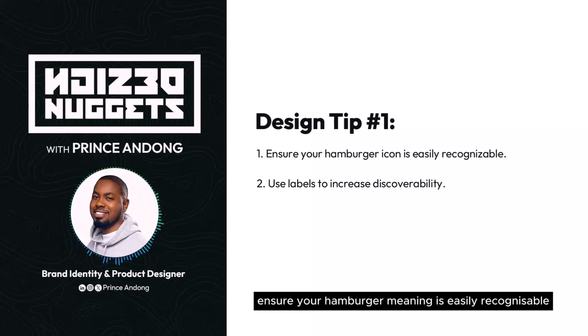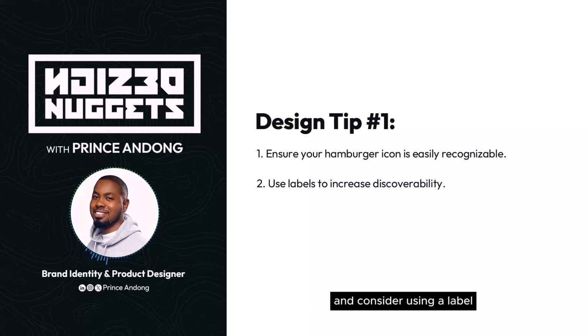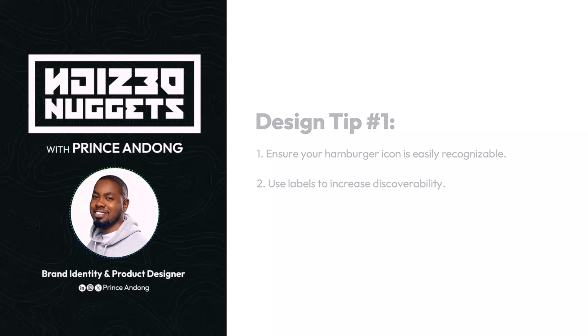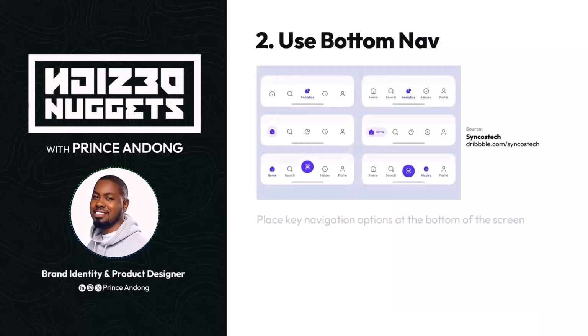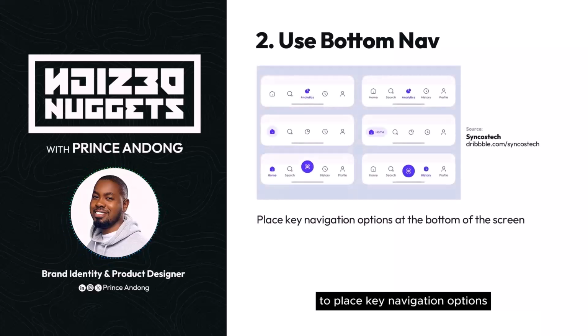Design tip: ensure your hamburger menu is easily recognizable and consider using a label, for example, a menu, to increase discoverability. The next solution is the use of bottom navigation. It is a good design practice to place key navigation options at the bottom of the screen, therefore making these options easily accessible with the thumb.